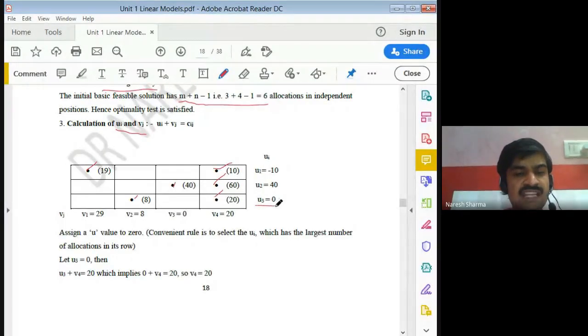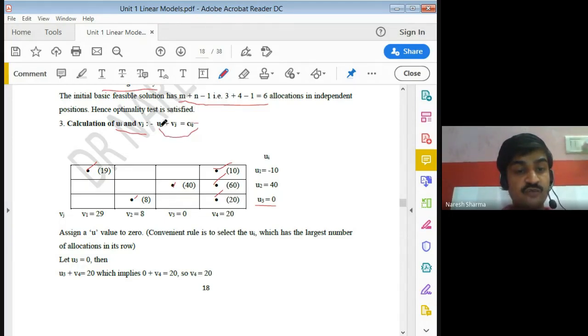Now you can use u3 is equal to 0. You can put any of these values equal to 0 and start. So first we assume u3 is equal to 0. We know that cij minus u, if you shift u to the right hand side, is v. So to calculate this v, we use this c, that is 20, minus this u3, that is 0. So 20 minus 0 is 20, that gives you this value.